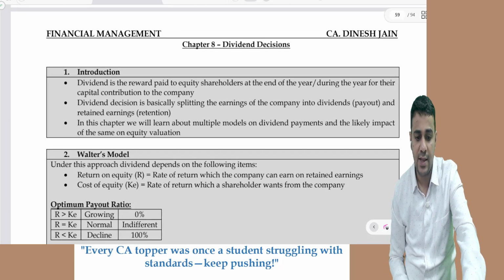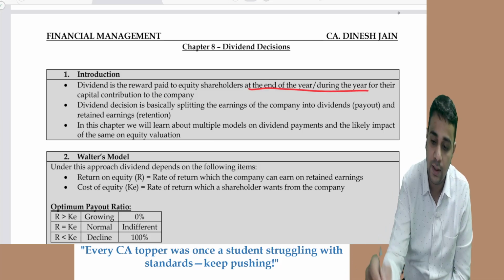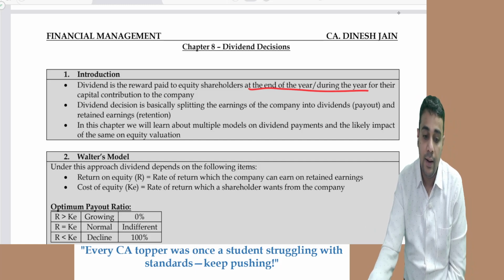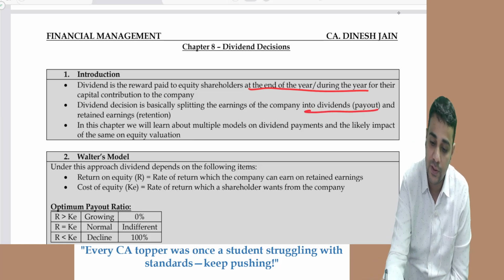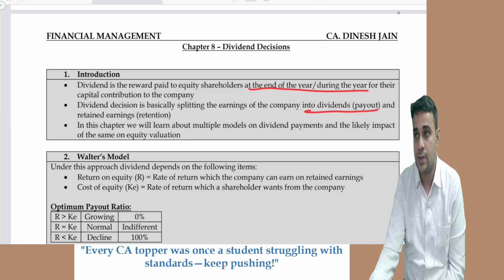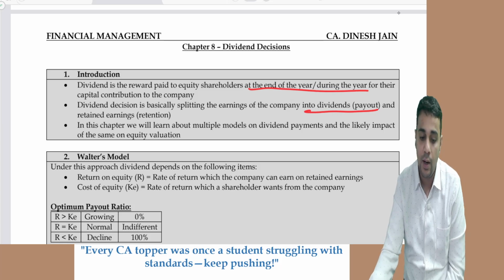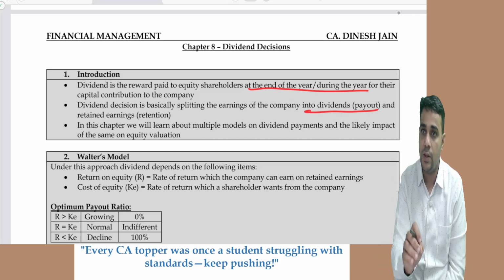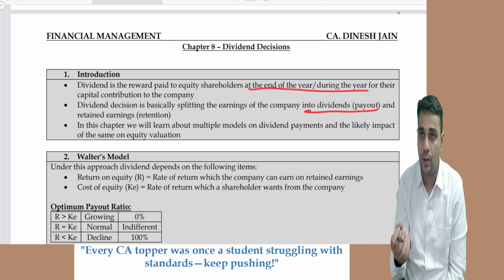So dividend is the reward paid to the equity shareholder at the end of the year or during the year for the capital contribution, for whatever they are contributing. Dividend decision is basically splitting the earnings into dividends, which is called payout, and retained earnings, which is called retention. In this chapter, we'll learn about multiple models on dividend payment and the likely impact of the same on equity valuation. Again, I'm repeating, my chart has to be read along with this only. Keep the chart because the chart is easy to read, text is a little difficult to read.